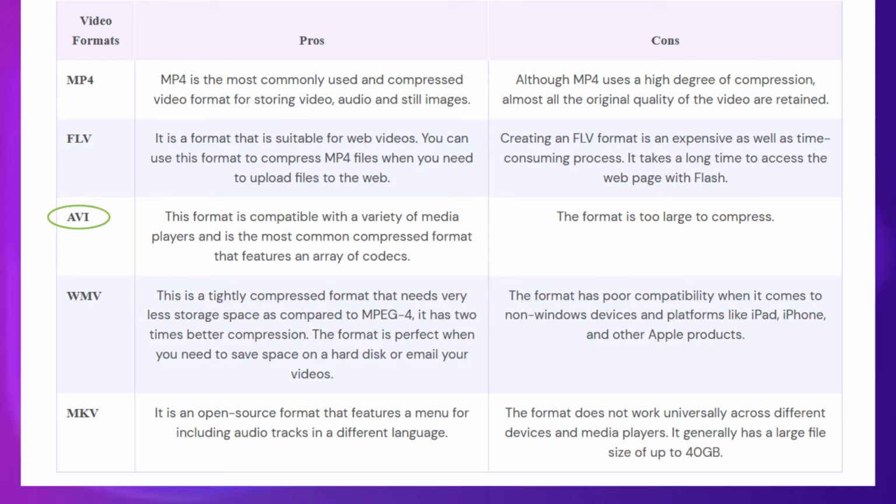AVI is compatible with a variety of media players and codecs, but is too large even when compressed. WMV is only half the size of MPEG-4, but is incompatible with non-Windows platforms like Apple. MKV is an open source format, but has large file sizes and is incompatible with many media players.